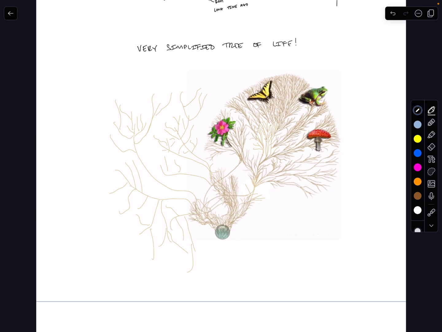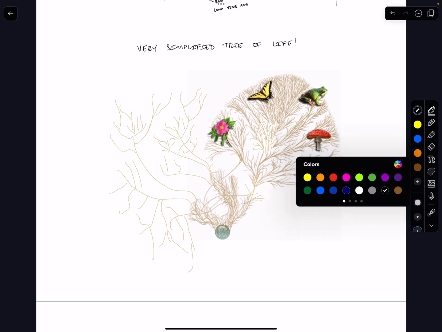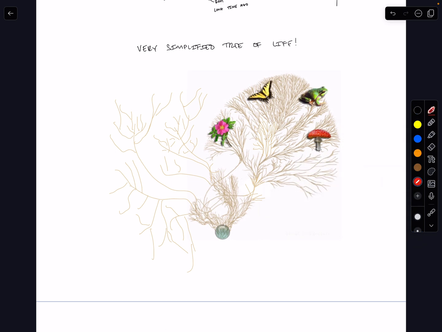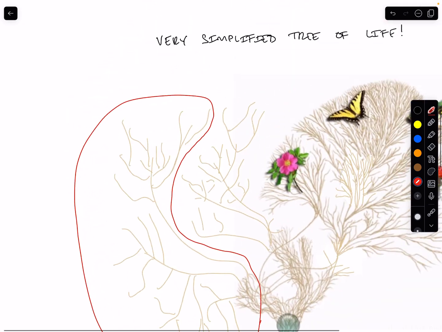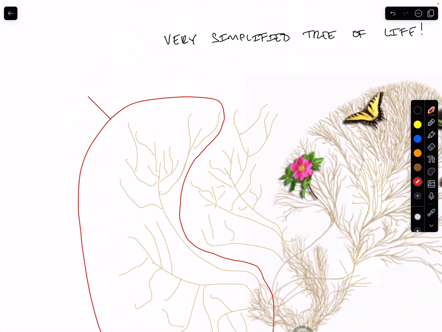The first domain is bacteria. Okay, I'm going to change this white one. And what else do I want to change? I'll keep the pink one. I'm going to delete this one. Okay. So, what color do I want? I want red. So one of our big domains is bacteria. So I'm going to circle this part of the figure and label it. This is bacteria.